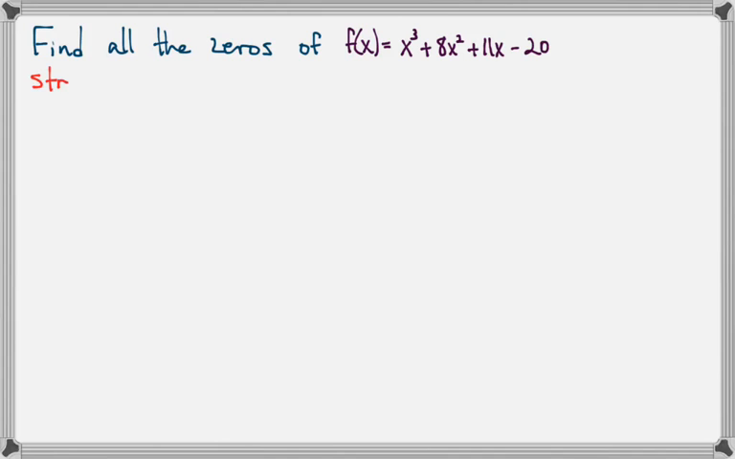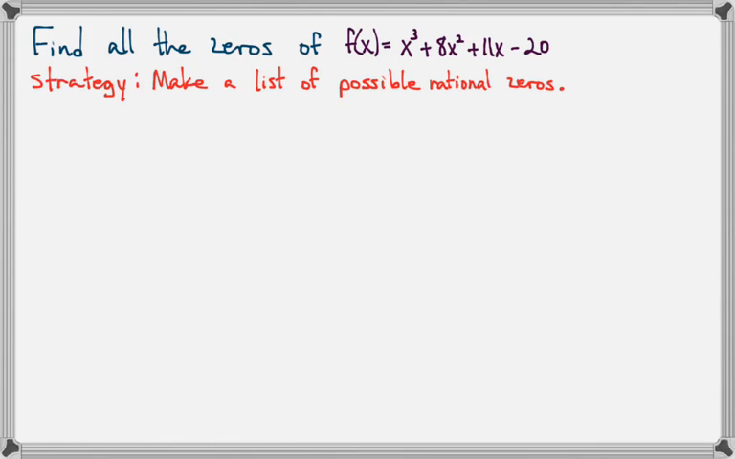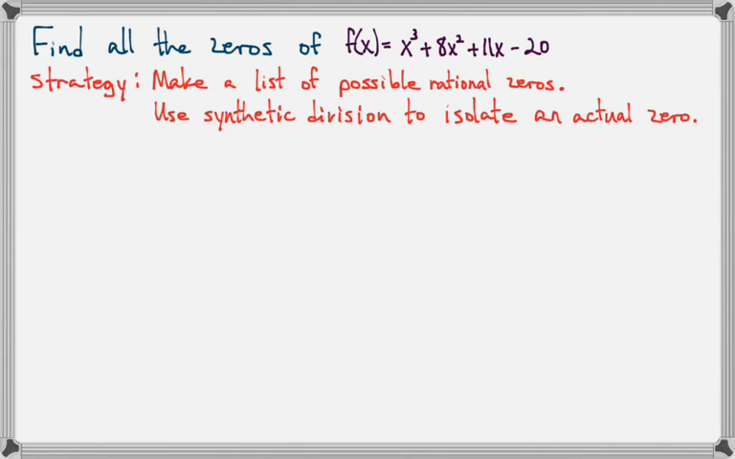And this time they did not give us one of the roots, but that's where the rational zero theorem comes in. So our strategy is going to be make a list of possible rational zeros. That is our p over q list. Use synthetic division to isolate one of the zeros, and we only have to find one. After we find that one, we will use factoring to find any remaining zeros.